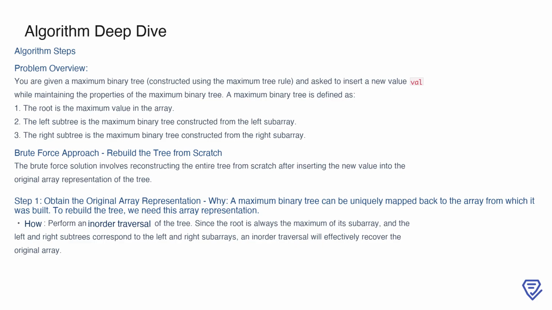One straightforward approach to solve this is to rebuild the tree entirely, starting from the array representation. The first step in this brute force method is to recover the original array that was used to construct the tree. This is possible because a maximum binary tree can always be uniquely mapped back to its original array. To achieve this, we can perform an inorder traversal of the tree. During this traversal, the root, which is the maximum of its subarray, along with its left and right subtrees, aligns perfectly with the structure of the original array. This gives us the foundation we need to proceed with the solution.